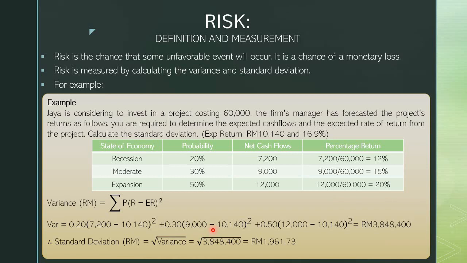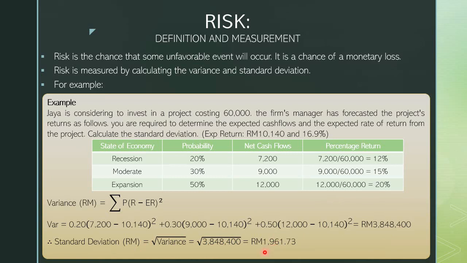Then I go to the moderate economy, put in the probability 30%, put in the return that we will get if we go for the moderate minus the expected return that we've calculated. And then you can see the variance is around 3,848,400 ringgit. So to make it meaningful, we square root the variance to get the standard deviation.